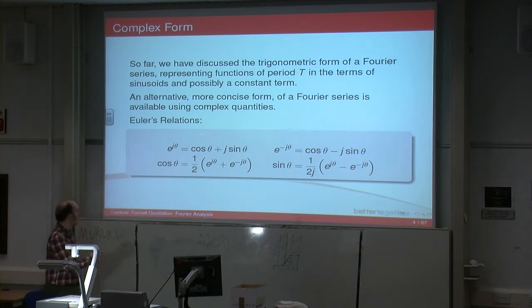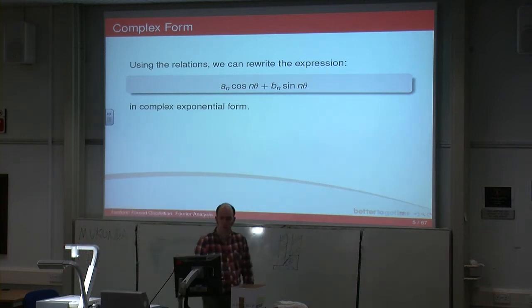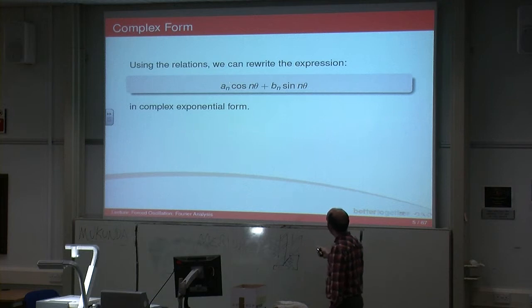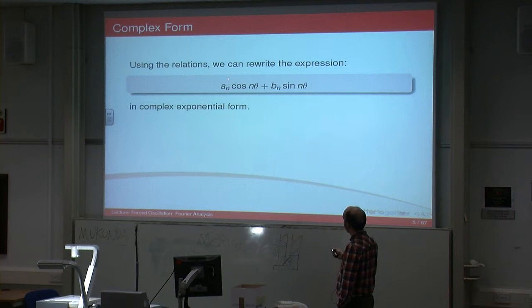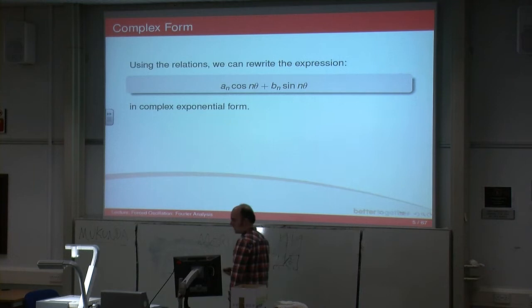And obviously, if you've got this relationship and this relationship, you can define cosine of theta and sine of theta in terms of exponentials as well. And that's what we're going to use, because this is what's in the sum of that Fourier series. You have a sum sign, possibly a constant term, and that equals your function. So we've got an expression that represents cosine and sine in terms of exponentials, so we can rewrite this equation in terms of exponentials.